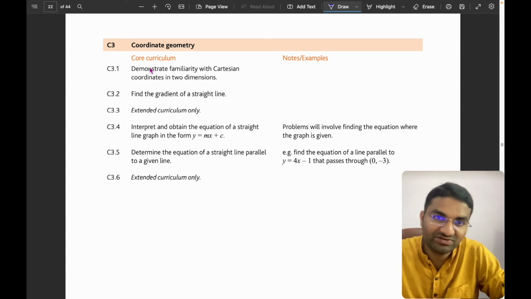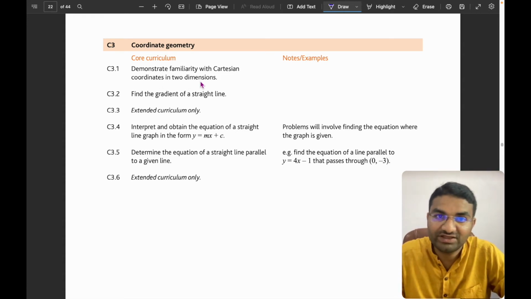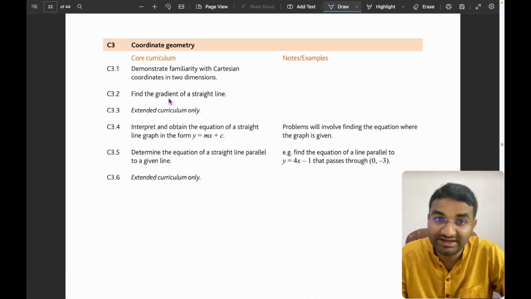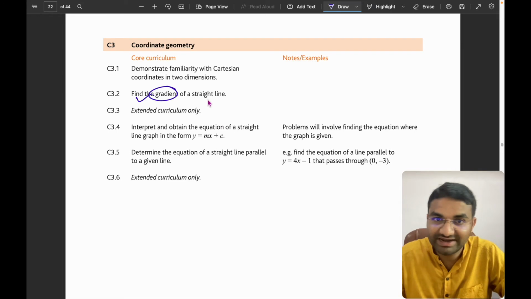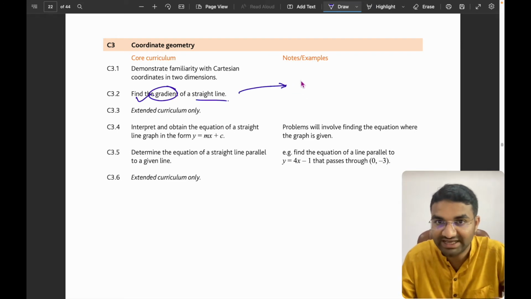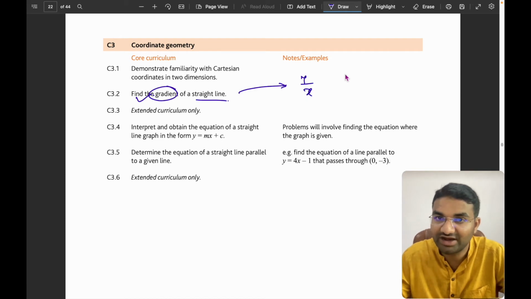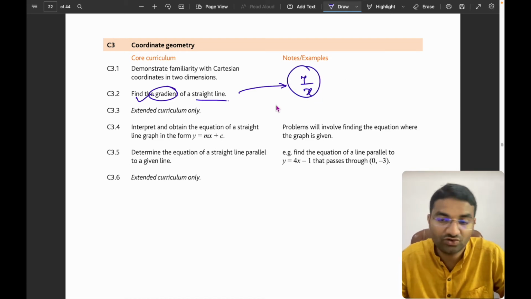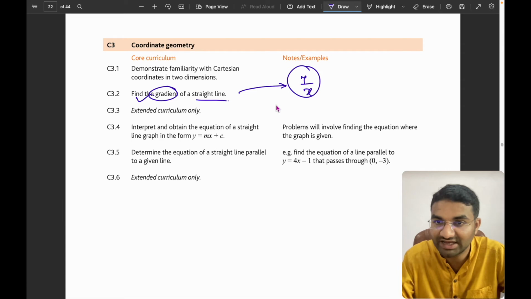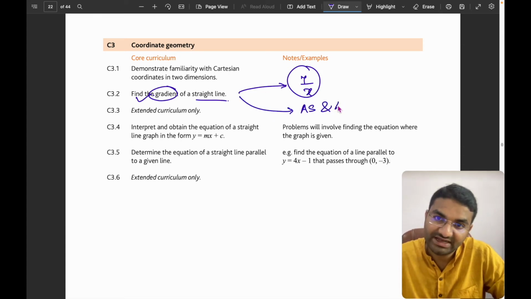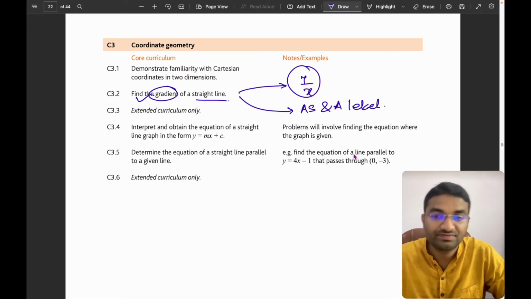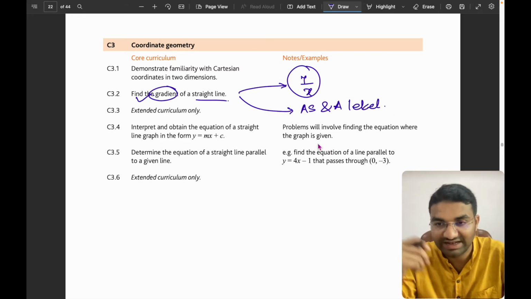Okay, so demonstrate familiarity with the Cartesian coordinate system. Then gradient is an important part. Here, for the gradient of a straight line, you have to learn what a gradient is, y by x, and how to utilize them to find the linear equation and things like that. Why? Because again you have to use it in the AS and A level syllabus. AS and A level syllabus means 11th and 12th.